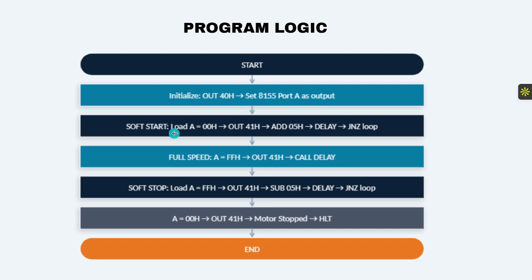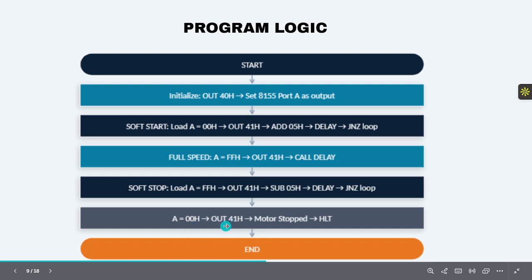Then the soft start will load A with 00H. Then it's sent to 41H. Then add 05H that generates delay, and then it attains the full speed, that is FFH. Then we apply the code of soft stop, which here is the maximum, and after that the motor will stop, and it is 00H, and then the program will end.